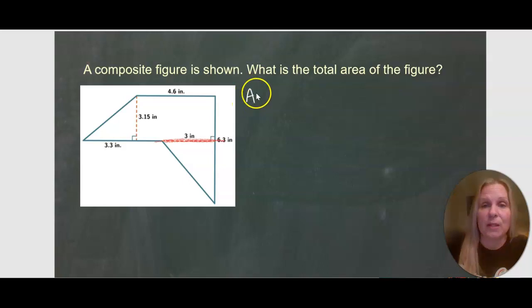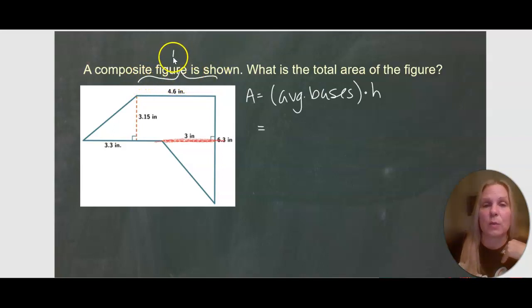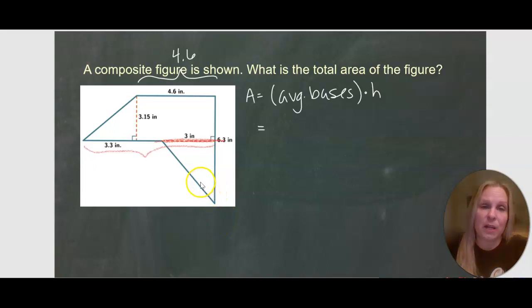So for the area of my trapezoid, I'm going to average the bases, and I'll write it out this time, times my height. So when I average the bases, that means that I'm going to add them and then divide by 2. My top base, this one, is 4.6. My bottom base is these two added together, right? So 3.3 plus 3. So that's going to give me 6.3 for my bottom base.